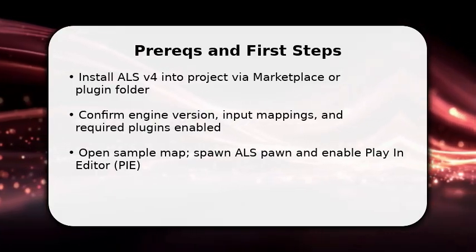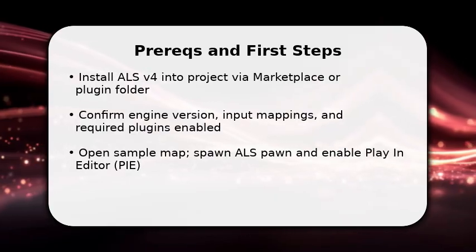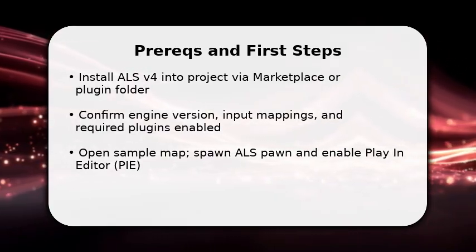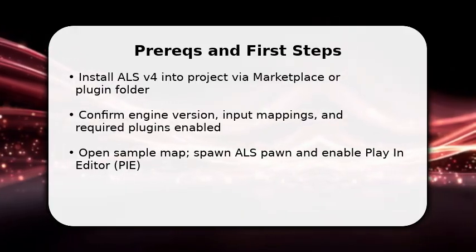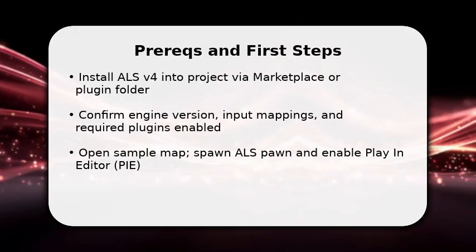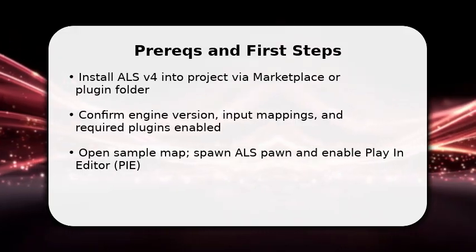Next, open the provided sample map and spawn the ALS pawn to see baseline behavior. Make sure to enable play in editor and watch movement defaults. These first steps get you hands-on immediately so you can iterate on settings rather than guess later.